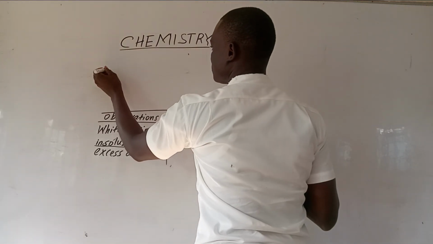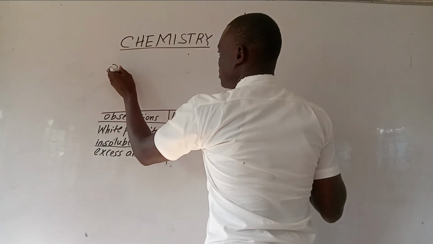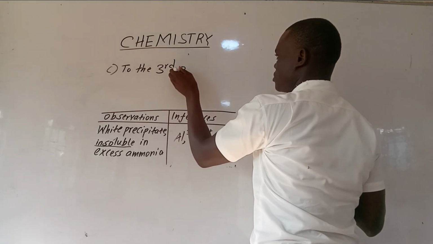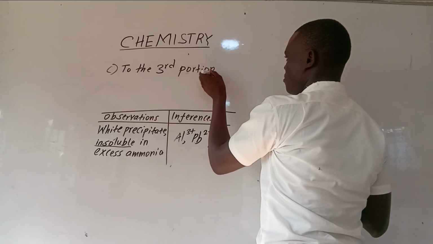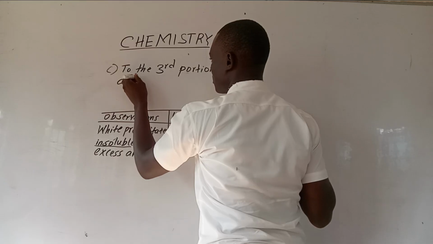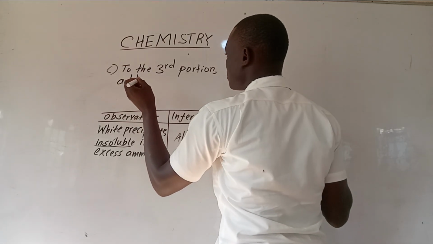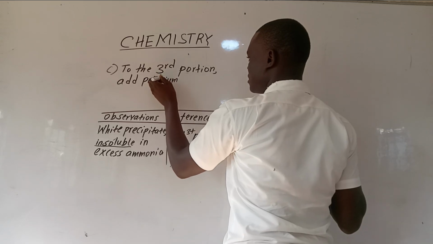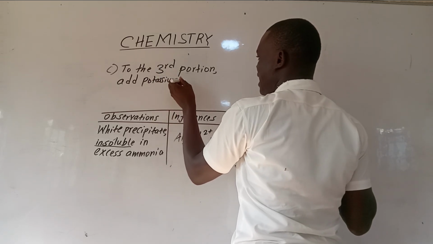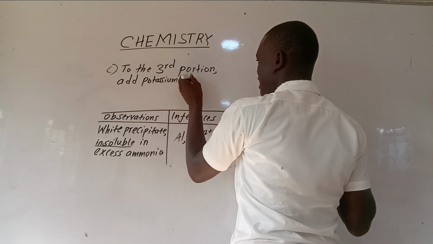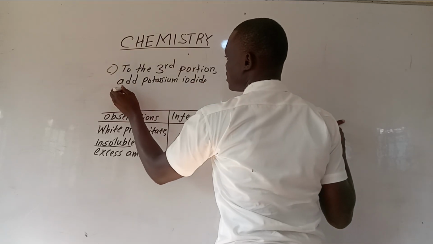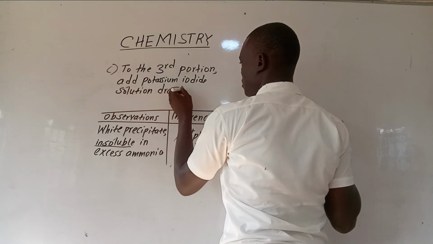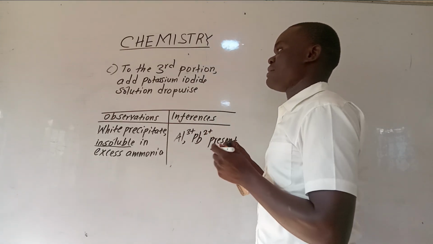Part C. To the third solution, add potassium iodide solution dropwise, meaning some few drops of potassium iodide.